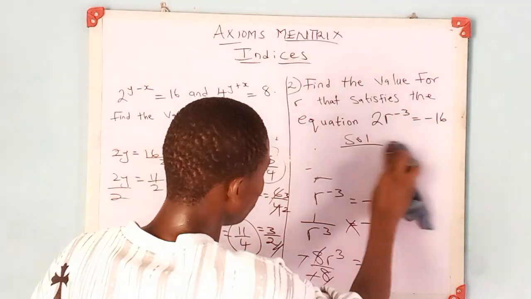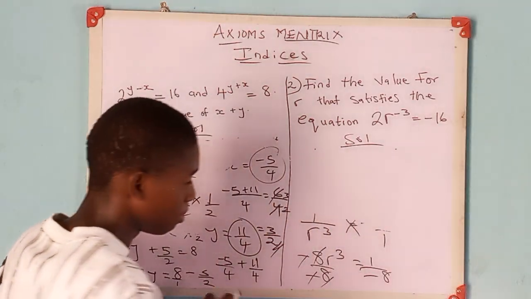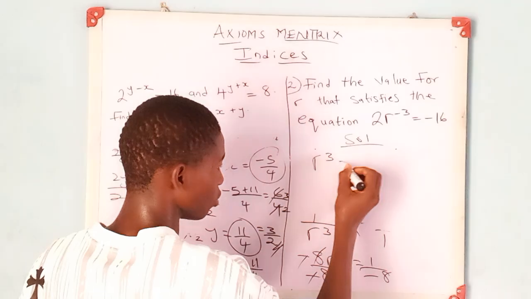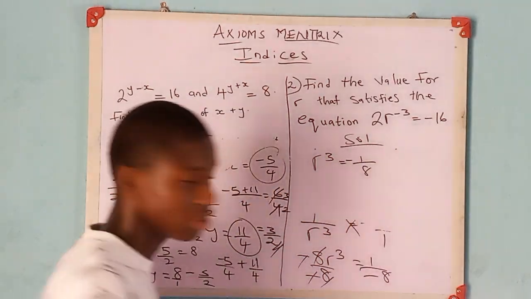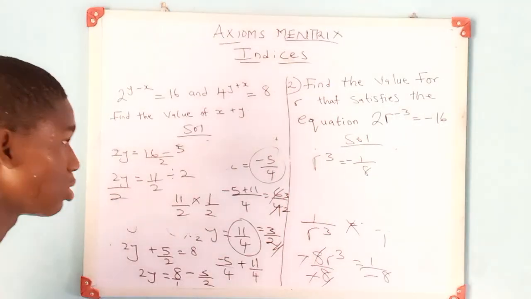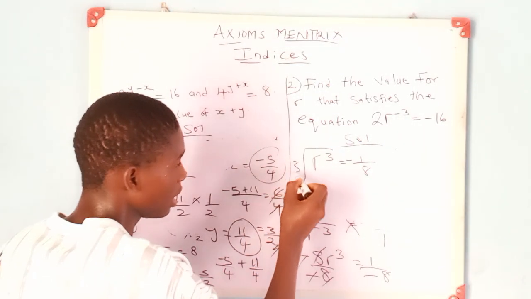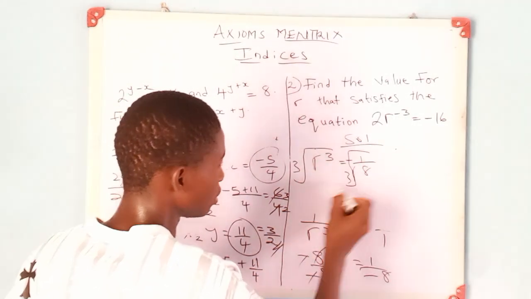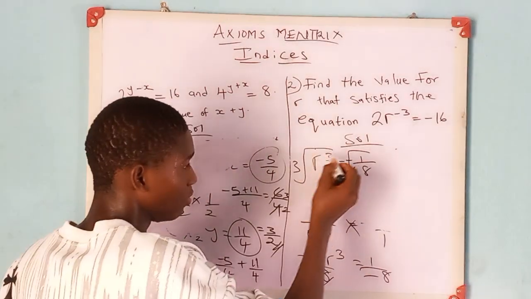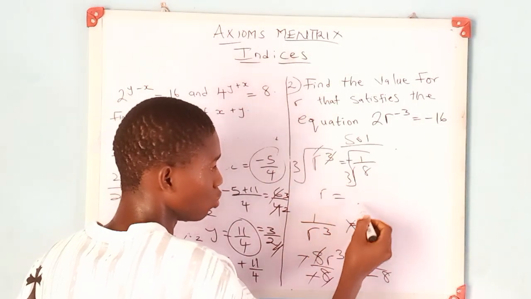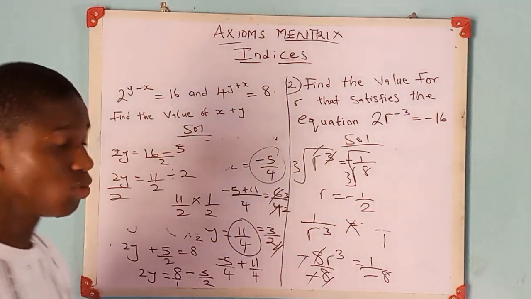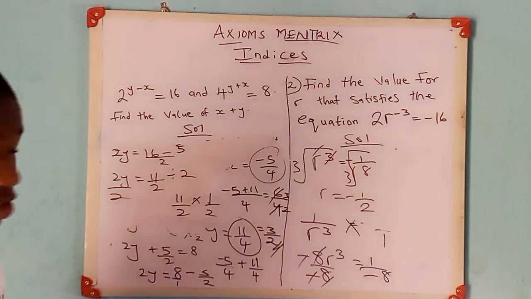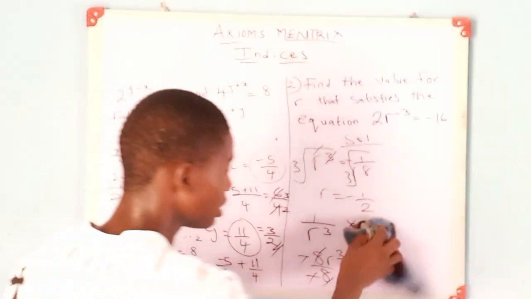Now what I'm going to be left with is r raised to the power of 3 equals minus 1 over 8. From this place, I can decide to find the cube root of this, and also the cube root of this. So now if I look for the cube root, I'm going to have r equal to 1 over 2, that's negative 1 over 2. So I've gotten an answer for this, and that's how to solve questions on indices of this sort.